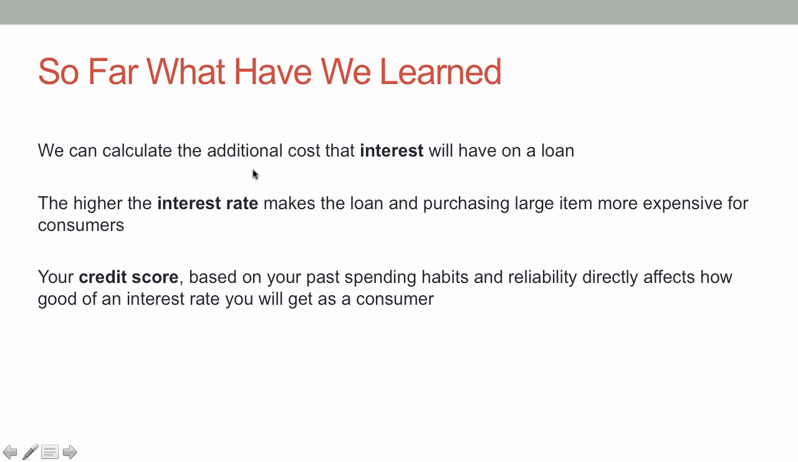All right, so far, what have we learned? We've calculated the additional cost interest will have on a loan. The higher the interest rate makes the loan and purchasing large items more expensive for you. Your credit score is based on your past spending habits and reliability and directly affects how good of an interest rate you will get as a consumer. If you have a good credit score, you get a low interest rate, which is a nicer loan and you don't have to pay as much money. If you have a bad credit score, you get a high interest rate and loans are really expensive.